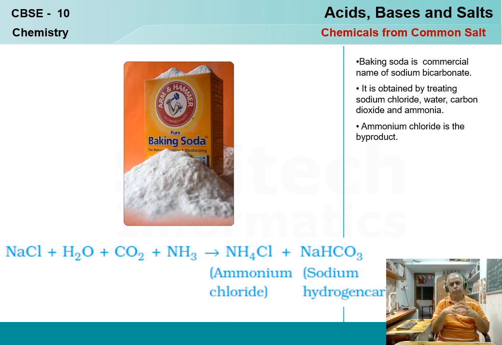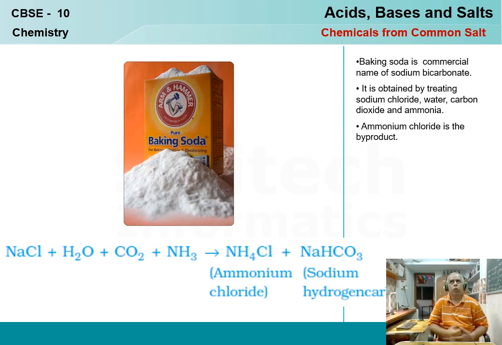This is obtained from treating sodium chloride solution with ammonia and carbon dioxide. That is, ammonia gas and carbon dioxide are passed through the sodium chloride solution. The sodium chloride solution can be called brine or brackish solution or saline water, which is nothing but sodium chloride solution of particular concentration. So we are able to get ammonium chloride and sodium bicarbonate.